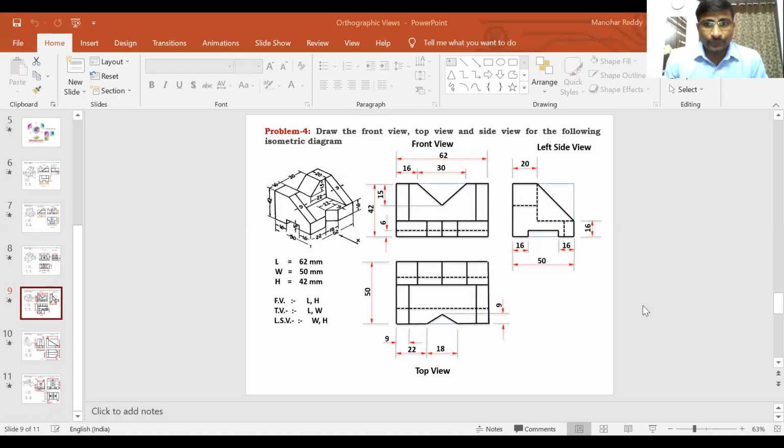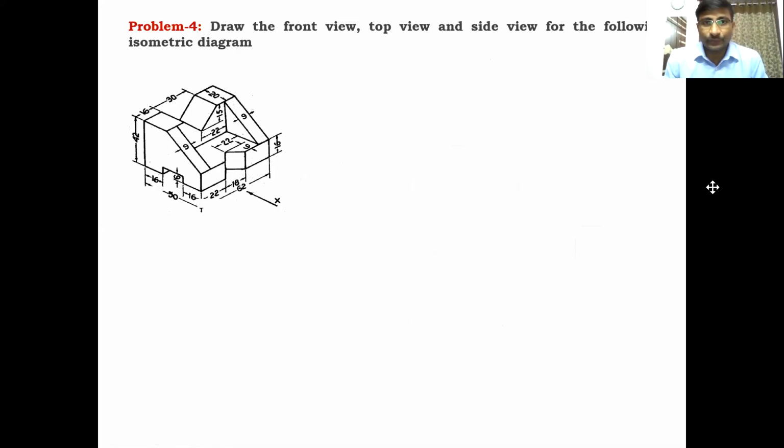We drew 3 diagrams in the last class in Unit 5, that is, conversion of isometric to orthographic views. And in this class, I am going to draw 3 more problems to convert from isometric to orthographic views. This is the 4th problem. In this class, I'm going to discuss the 4th problem.